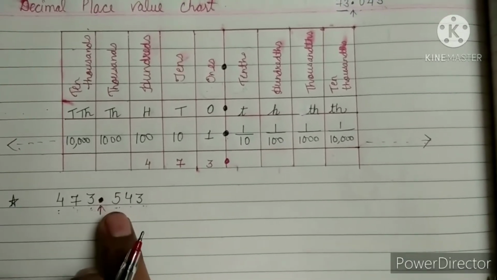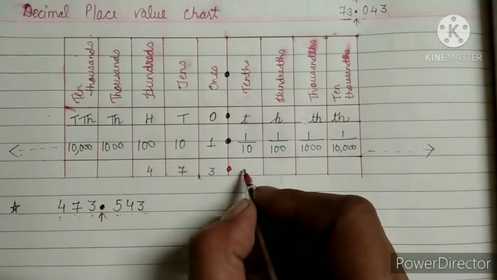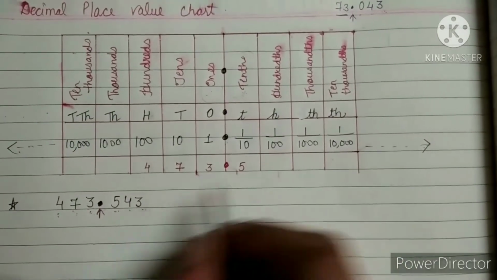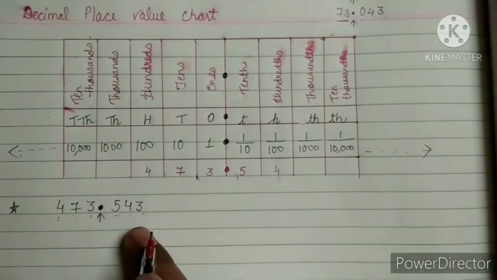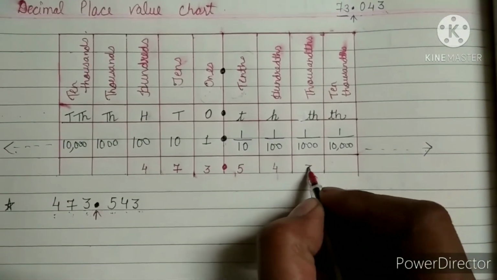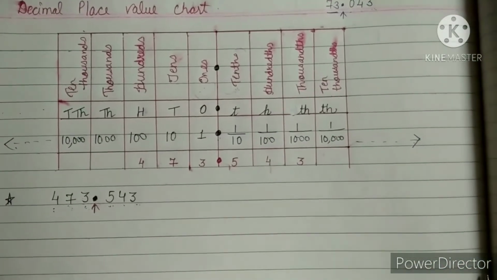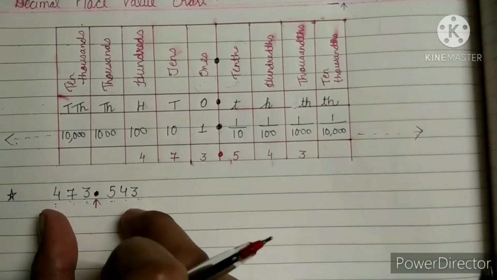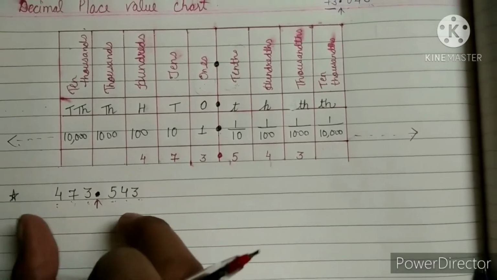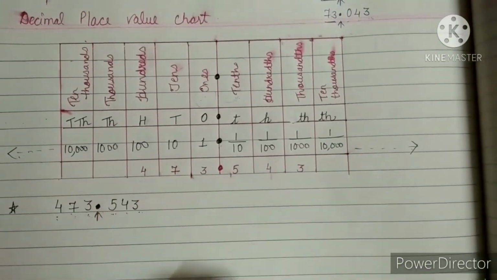Now 5. 5 is on the tenths place, so 5 will come here. 4 will go on the hundredths place, so it will come here, and 3 will go on the thousandths place, so it will come here. Now this is how to put any decimal number into the place value chart.